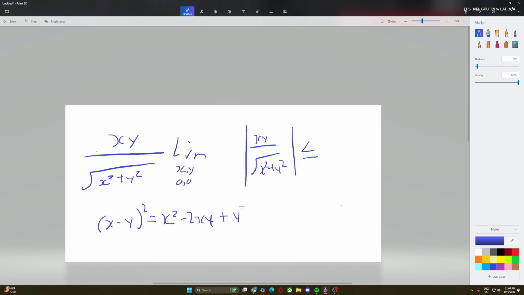Plus y squared, right? And by the way, this is also less than or equal to 0. I mean, not less than, it's greater than or equal to 0.